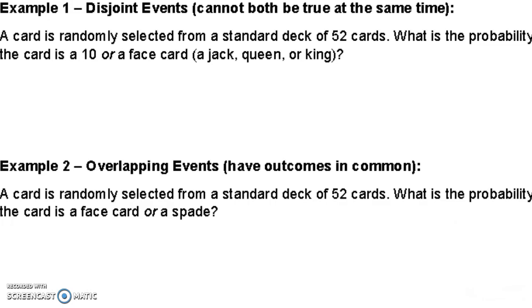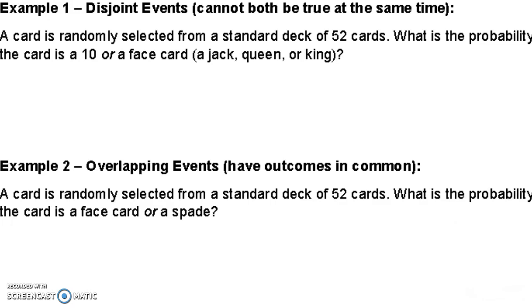So the same standard deck of 52 cards, and now we ask, what's the probability that the card is a face card or a spade? So how do we know these are overlapping events? Well, there are cards that are both face cards and spades, the jack, queen, and king of spades. So we do this separately.